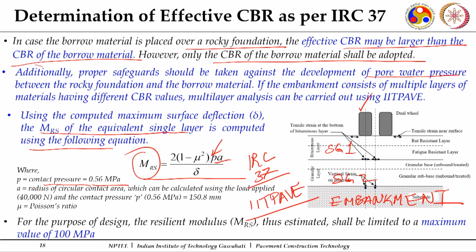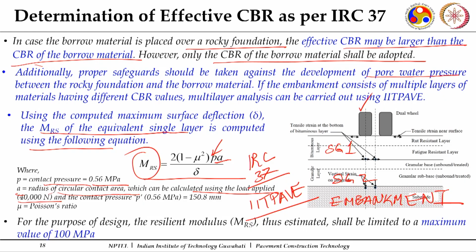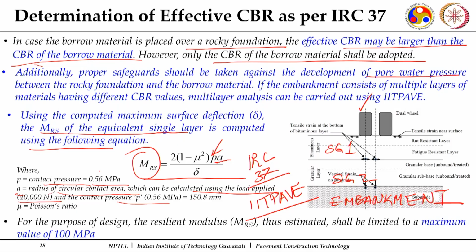I am trying to work out the effective resilient modulus, and the radius of the circular contact area can be calculated. The load to be considered is 40 kN, because we are considering a standard axle load of 80 kN. So we consider the single wheel load of 40 kN and the contact pressure of 0.6 megapascals, and you get a contact area radius of 150.8 mm.